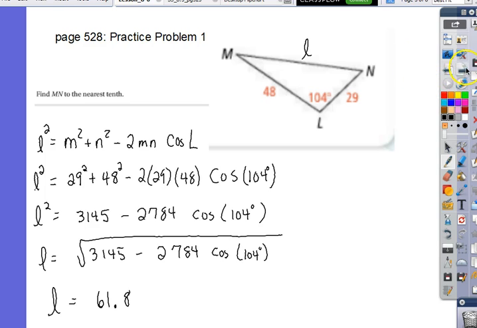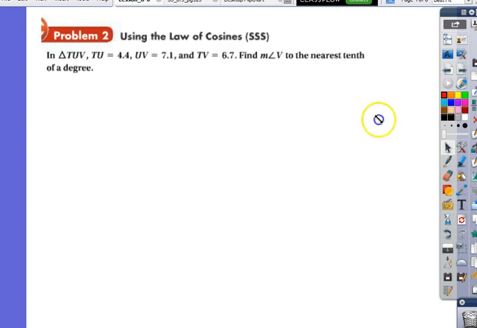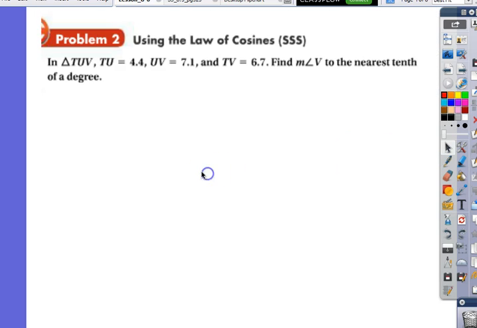All right, and then the other situation we can have is where we have all the sides, and now we're looking for the angles. So now we're going to use the other version of the formula for the law of cosines. On the board, I'm going to show you how that formula is developed. I mean, I didn't develop that formula. This is how the formula is found.